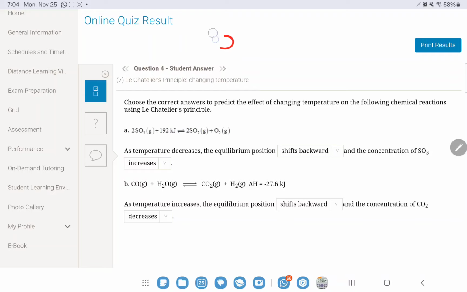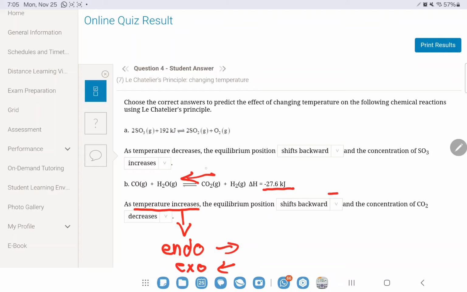Now, the second example is telling us when temperature increases. With an increase of temperature, endo will go forward and exo will go backwards. Let's see what this is. This is an exothermic reaction. So again, it's gonna shift backwards. And CO2, which is on this side, it's moving away from it, so it's gonna decrease.